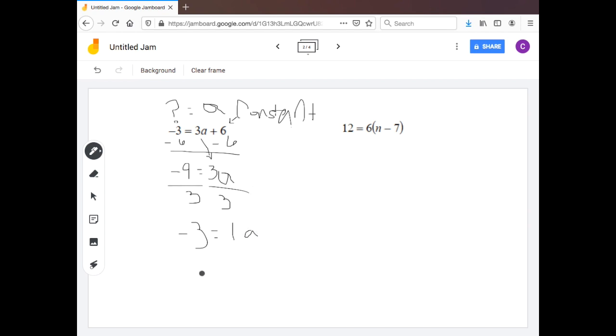So that will be your answer. The answer would be negative 3 is equal to a. Right? Because 1a is just a. And moving on to the next one, it gives you something a little bit different. We still have to work with the order of operations.